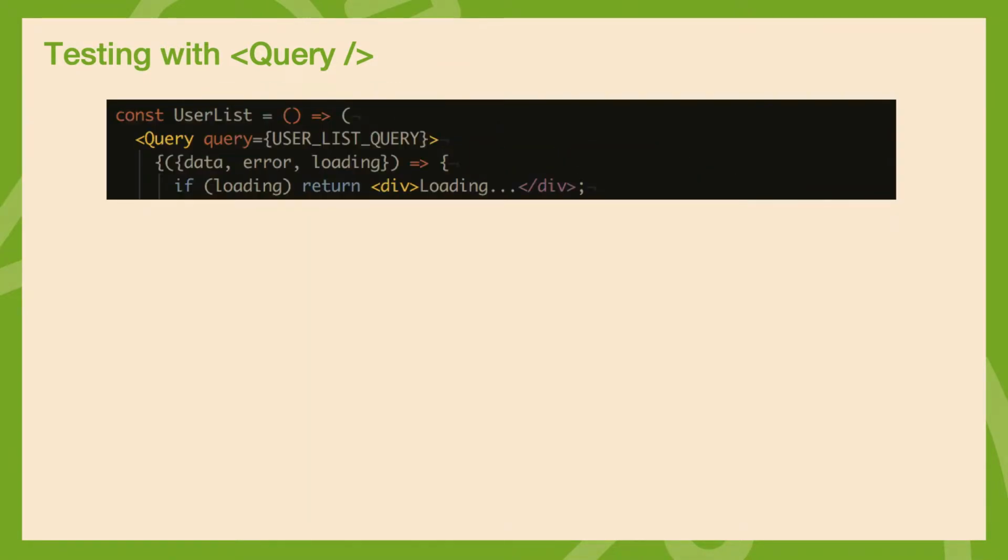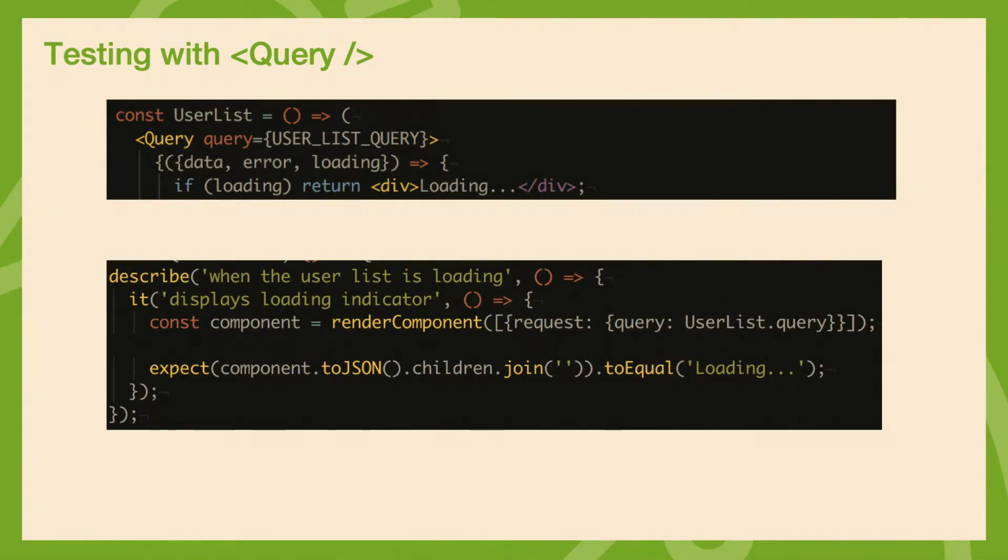So, what does it look like to test this loading state? Well, that's pretty simple, actually. We're going to pass an empty request for our query to the render component that's going to get mocked out, and we're just going to call component to JSON, children, join, equals loading. This is a little dirty looking because, again, we're just using React test renderer and Enzyme. You could pretty this up a little bit in terms of how you get to the loading state, but there's not a lot going on here.